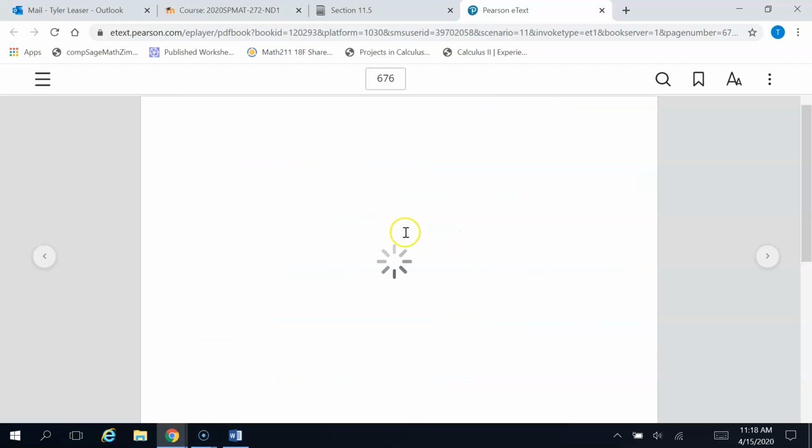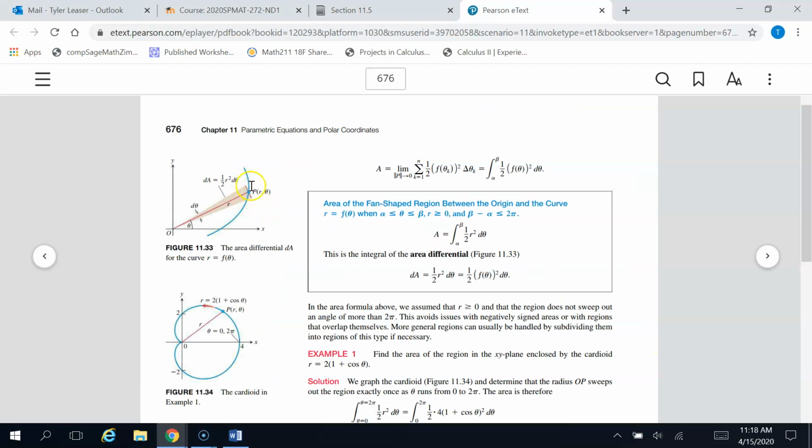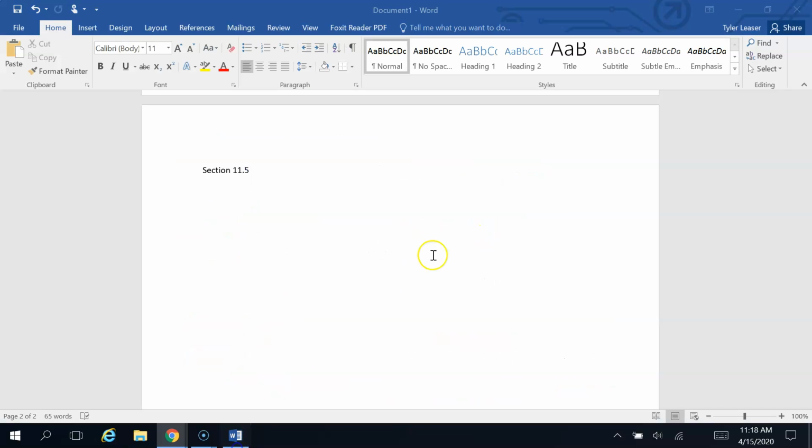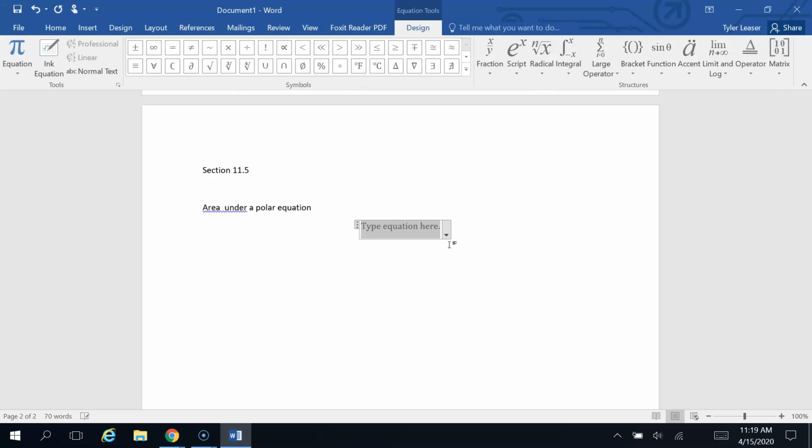Okay. And then we're just going to do what we always do. We're going to take each one of these sectors, and as the number of partitions goes to infinity, we get this as our formula. So let's write this back over in our space. The area under a polar equation. And here's our formula.